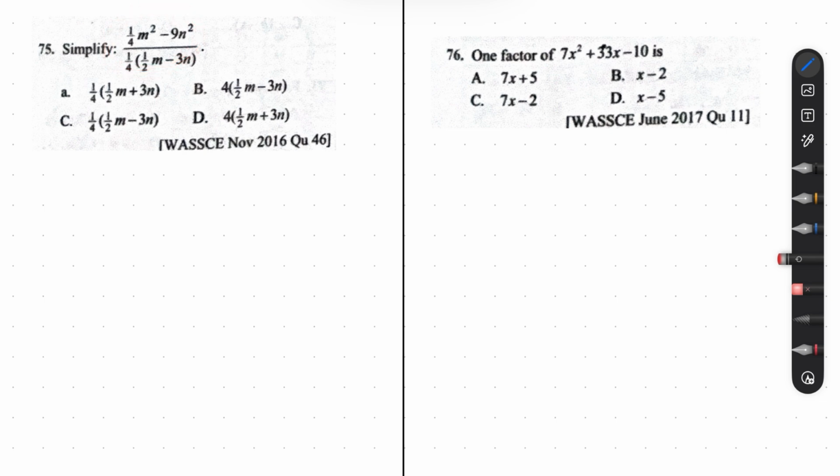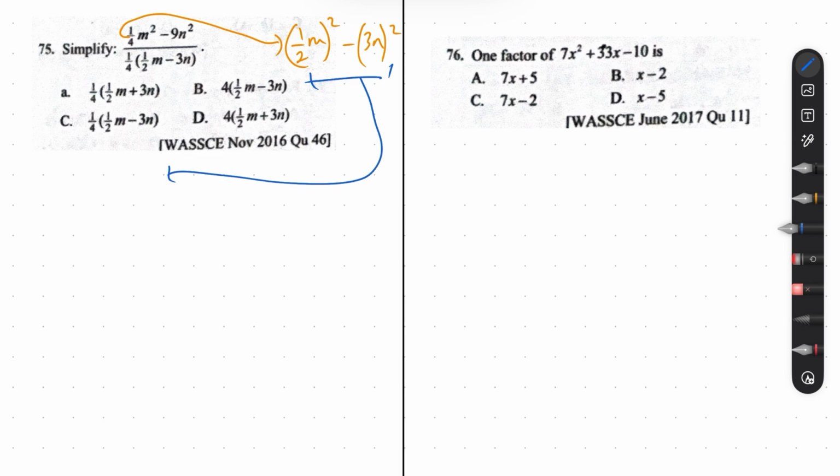So at once on top here, I can see a difference of two squares, because this can be written as 1 over 2m all squared minus 3n all squared. When you expand this, you get this. So we know how to deal with difference of two squares, right? So let's come down here and work.